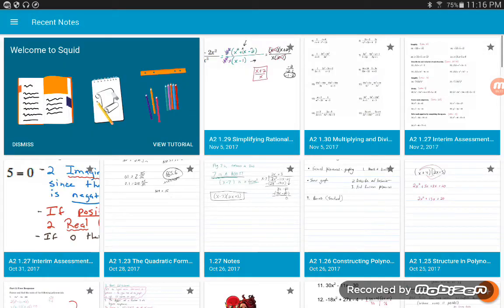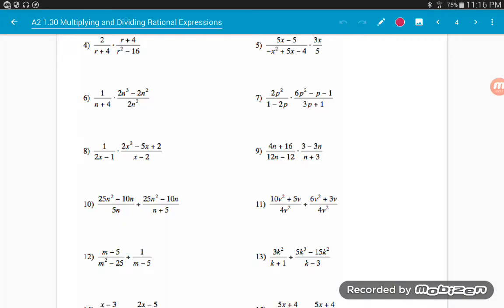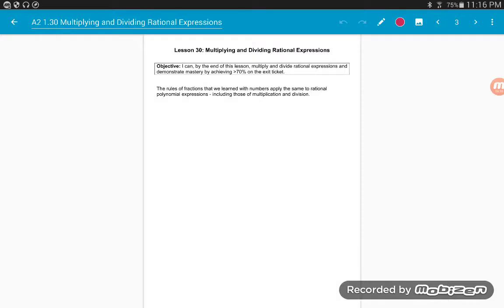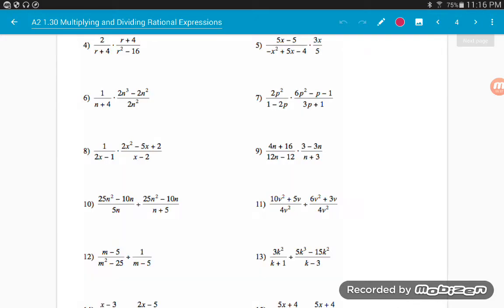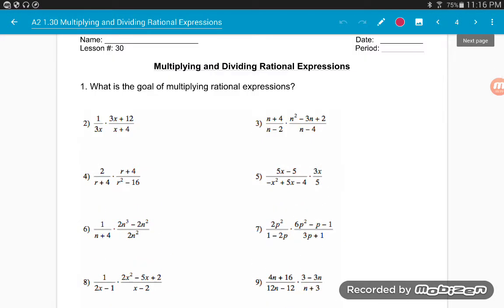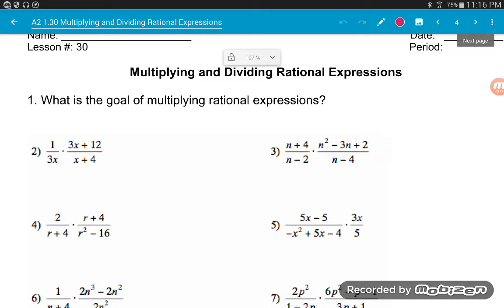So let's talk about lesson 30. Take out some notes, some scrap paper if you haven't taken out any yet, because you'll be getting a little bit of new stuff for lesson number 30. Multiplying and dividing, as complicated as they may sound, are actually the simplest things to do with rational expressions. Hands down the simplest. Now, let's talk about multiplying first.